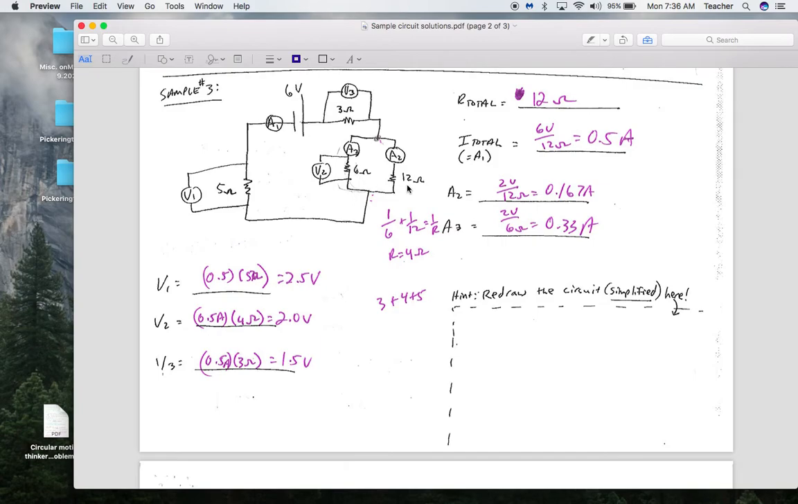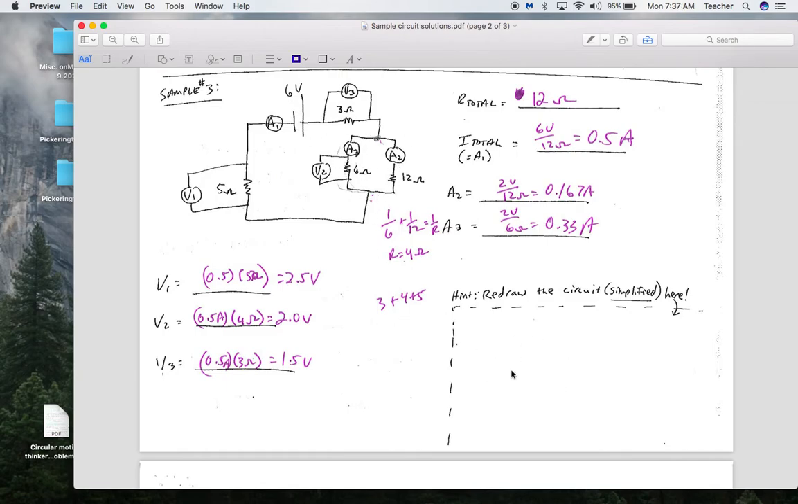So here I've got a 6 ohm resistor and a 12 ohm resistor in parallel with each other. If I use the rules for figuring out parallel circuits, 1 over 6 plus 1 over 12 equals 1 over R. 1 over R is 1/4, so R is 4 ohms. So this part of the circuit is 4 ohms. Now, when I look at that, I can treat this as a single 4 ohm resistor.